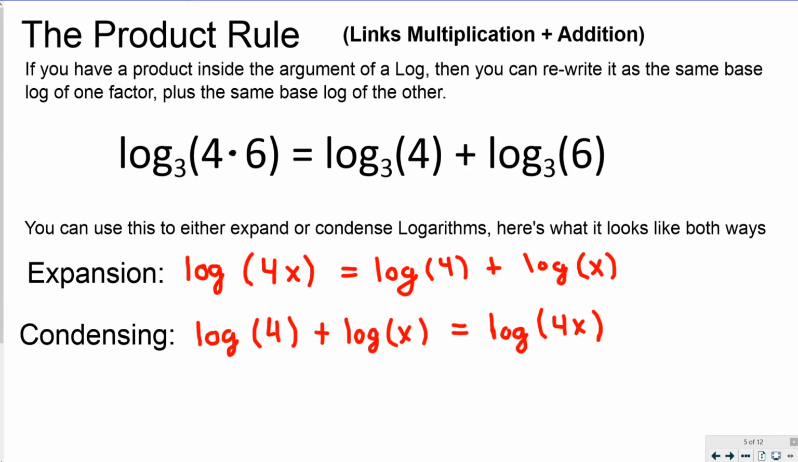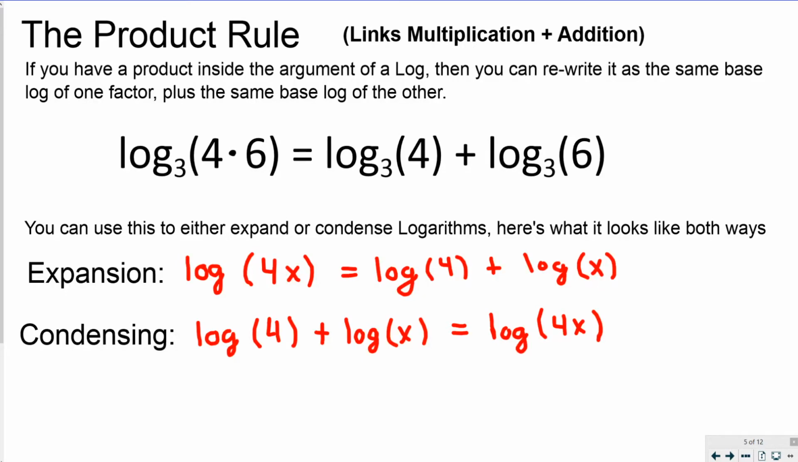So the first rule, and for all three of these rules, I'm going to just go through them quickly. So if you need to pause the video to get these properties down, then feel free. For the examples here, like 4 times 6, it works with any number or variable. I just chose 4 and 6 to illustrate it as nicely as possible with some easy numbers.